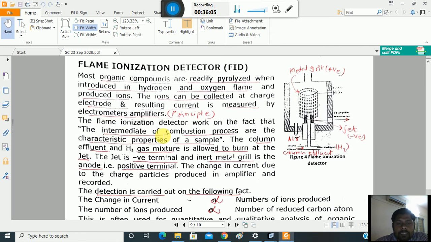The intermediates of the combustion process are the characteristic property of a sample. The column effluent and hydrogen gas mixture is allowed to burn at the jet. As I told you earlier, column effluent, hydrogen and air are burned here at the negative terminal. The inert metal grill acts as an anode, the positive terminal. The change in current due to the charged particles produced is sent to the amplifier and recorder.